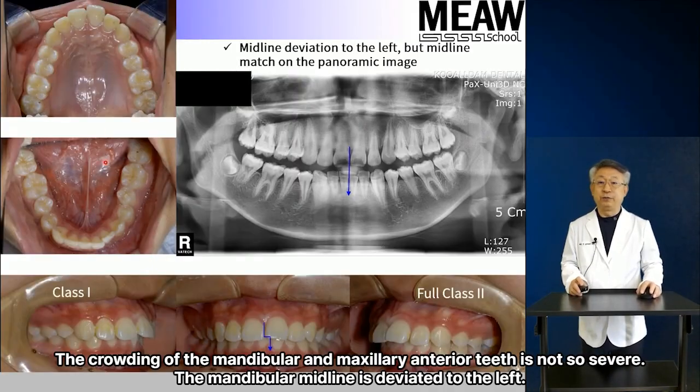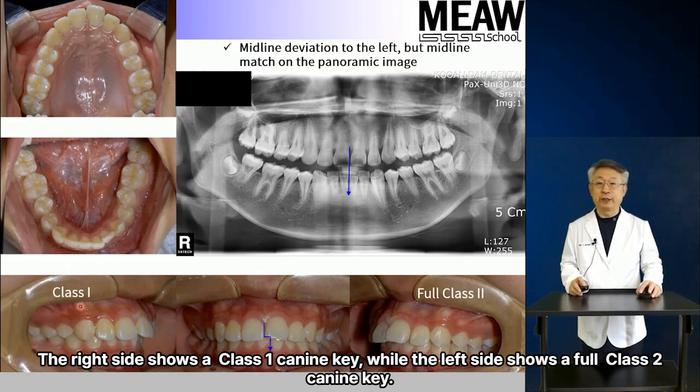The crowding of the mandibular and maxillary anterior teeth is not so severe. The mandibular midline is deviated to the left. The right side shows a Class 1 canine key, while the left side shows a full Class 2 canine key.